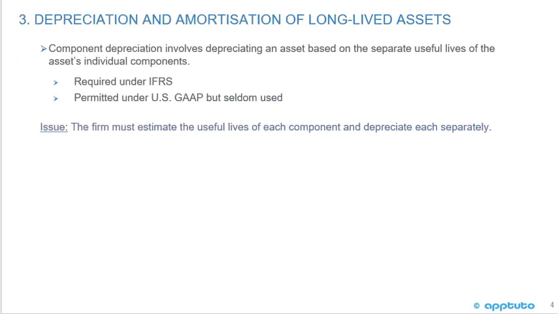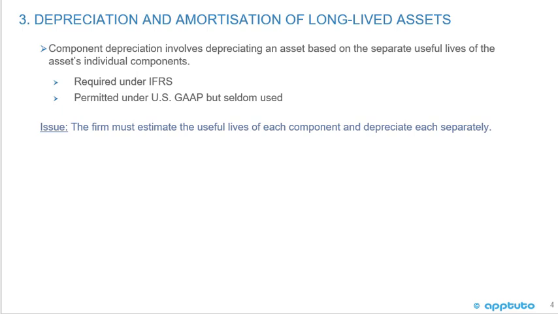Here's some information regarding component depreciation. Component depreciation involves depreciating an asset based on the separate useful lives of the asset's individual components. So what would be an example here? An airline, an aircraft. An aircraft has very, very expensive engines, and those engines can be upgraded and replaced over time. So for example, with regards to the depreciation of an airplane, you might have a different depreciation rate on the engines versus the rest of the plane, an individual component, okay?